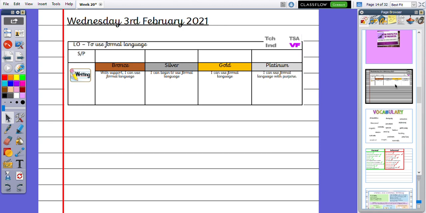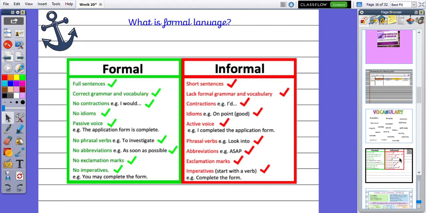Good morning, Year 5. Today's English lesson is a skill lesson, and we are going to be thinking about formal language because, as we have learned, non-chronological reports need to be written in a formal tone. So let's first think about what formal is. If we are writing formally, we need to be writing in full sentences with the correct grammar and vocabulary. And we also need to make sure that we are not using contractions.